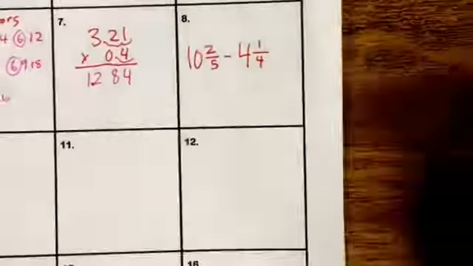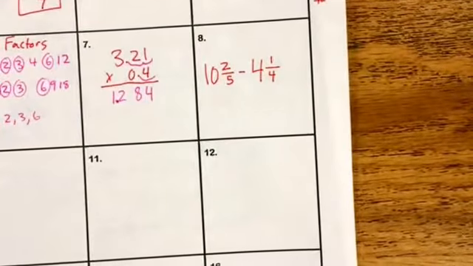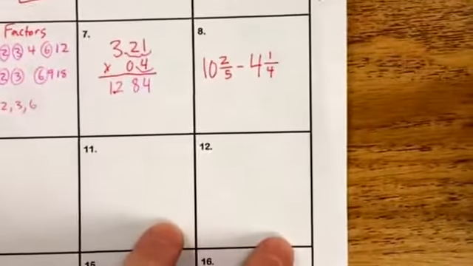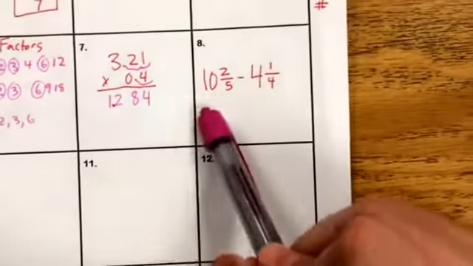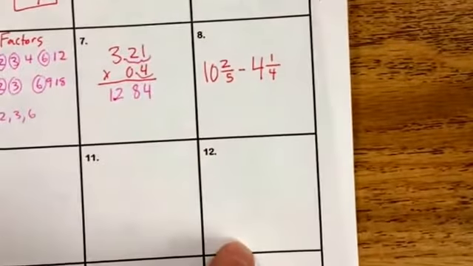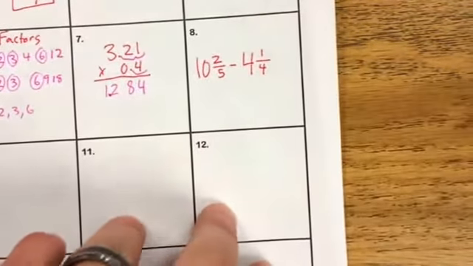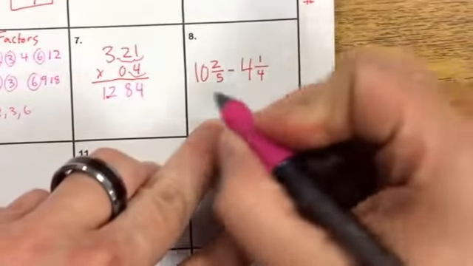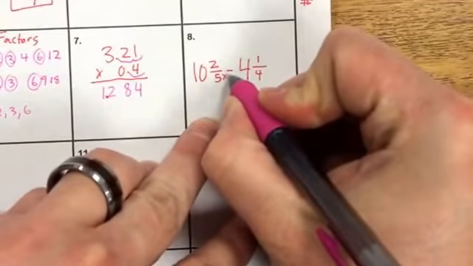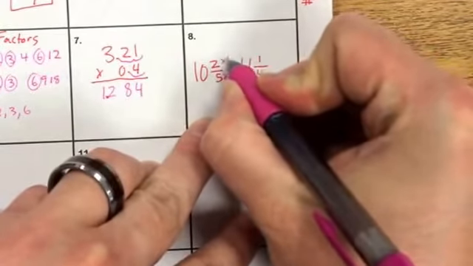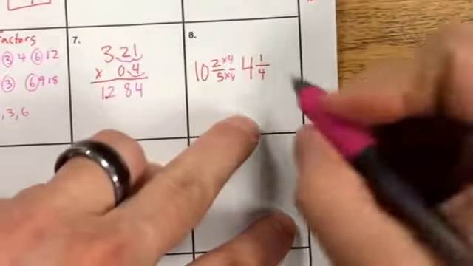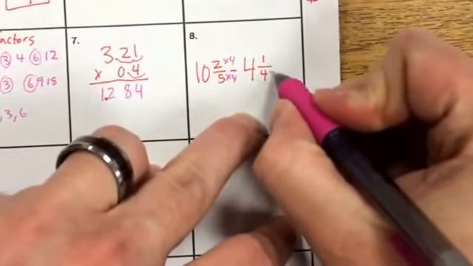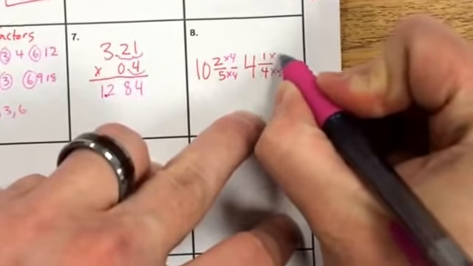And then finally, last but not least, on my bell ringer problem for number 8, I've got 10 and 2/5 minus 4 and 1/4. Once again, I do have to find a common denominator here, so I'm going to go ahead and just cross multiply here. I'm going to multiply 2/5 by 4. Whatever you do at the bottom, you got to do the top. And I'm going to multiply 1/4 times 5. Whatever you do at the bottom, you got to do the top.